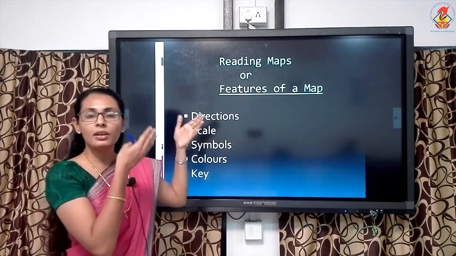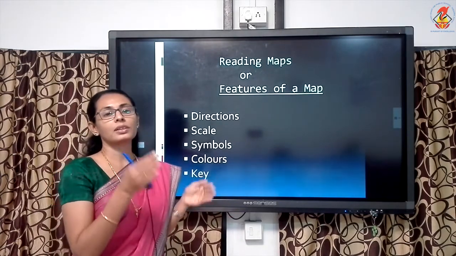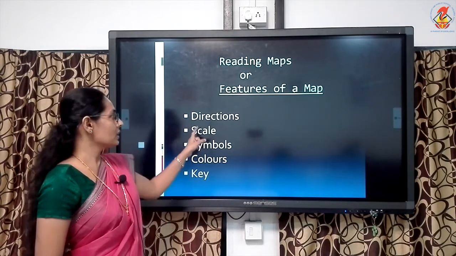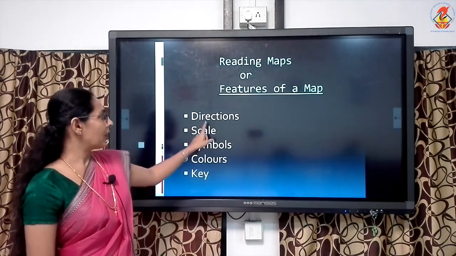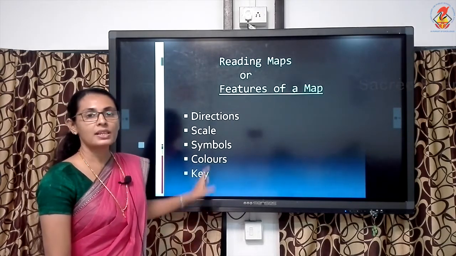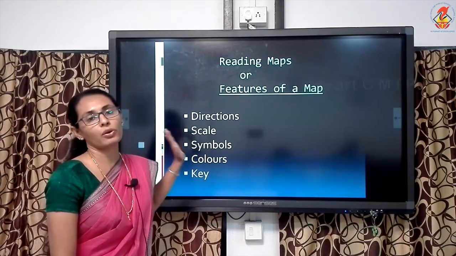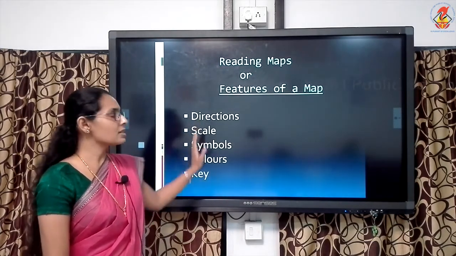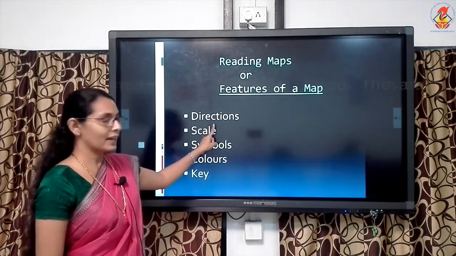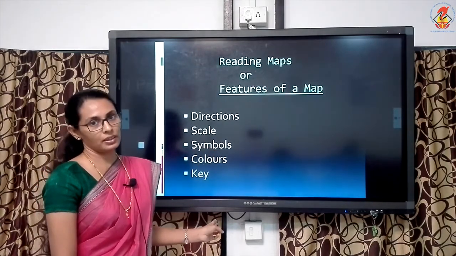For example, if we are presented with a map, then you have to identify what things are detailed on that particular map. The major features are directions, scale, symbols, colors and key. These are the things we need for a particular map. If these things are there, then that map is a correct map.